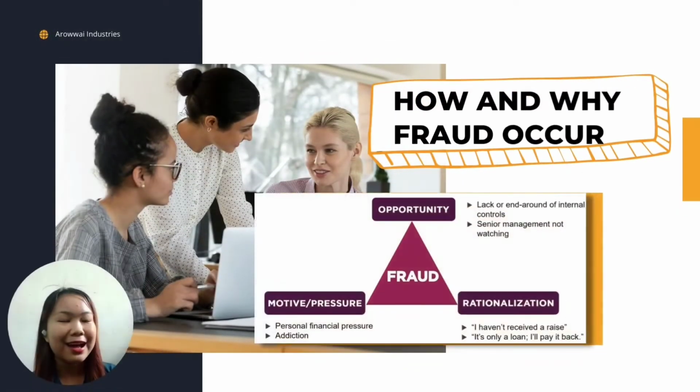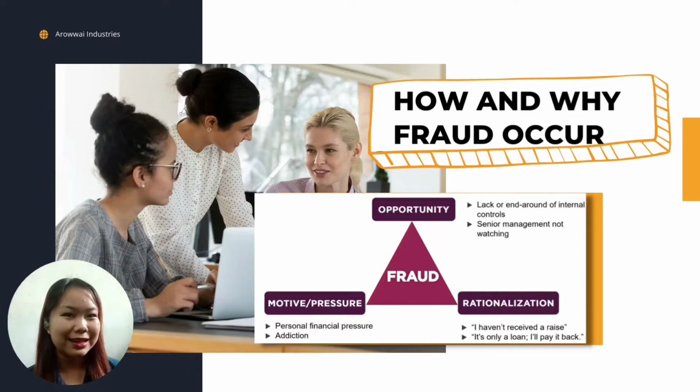Now let's take a look at how and why fraud occurs in an organization. In order to prevent, detect, and investigate fraud, it is important to understand why and how people commit fraud in the first place. Knowing this will help the management of an organization to create policies and internal controls to reduce the occurrence of fraudulent behavior in the company. The how and why of fraud can be explained using the fraud triangle. The fraud triangle is a metaphorical diagram that assists in understanding fraud.